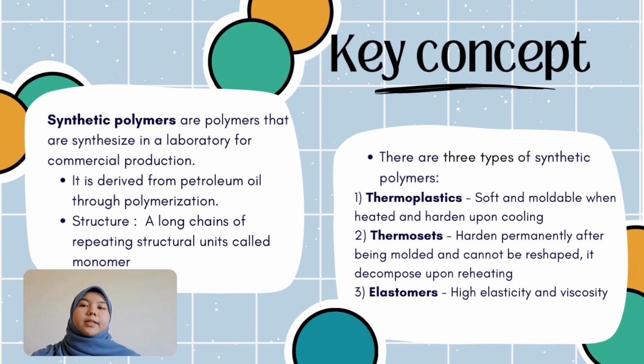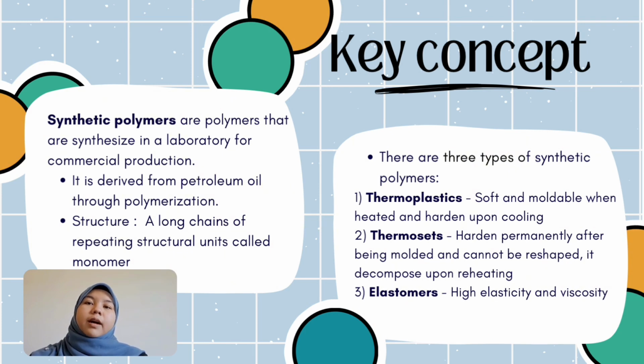There are three types of synthetic polymer. Firstly are thermoplastic, thermoset, and elastomer. These polymers have very distinct characteristics that differentiate them from each other. Firstly, thermoplastics are soft and moldable when heated and hardened upon cooling. The common types from this category include polyethylene (PE), PVC, and polypropylene (PP).